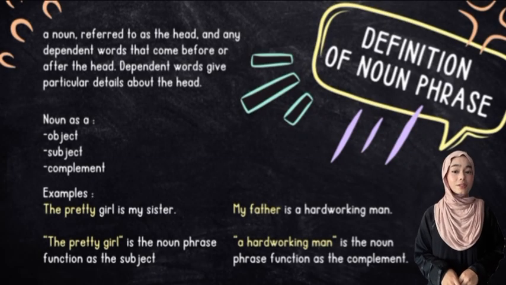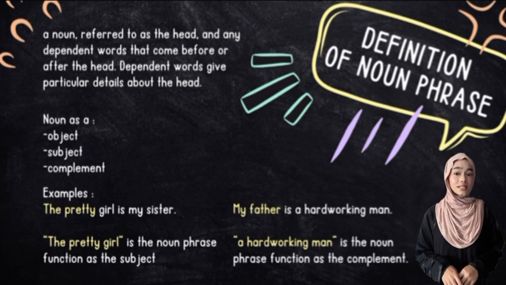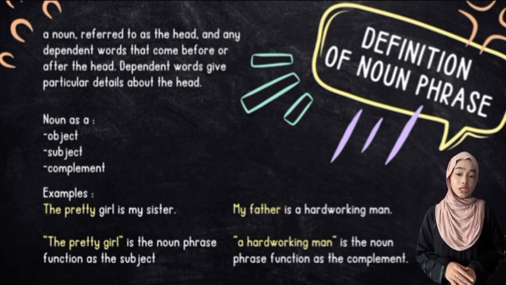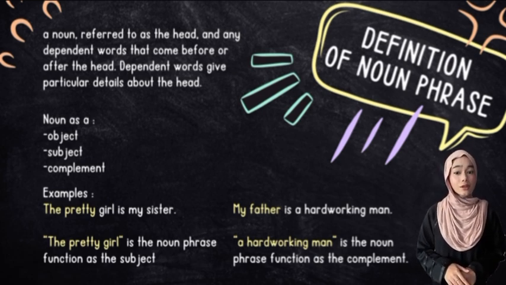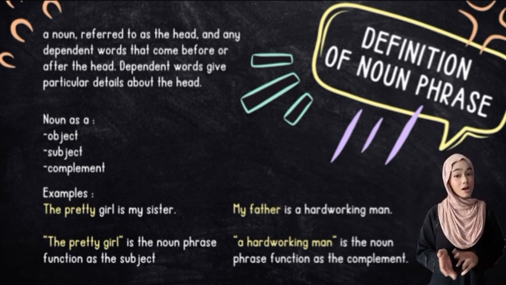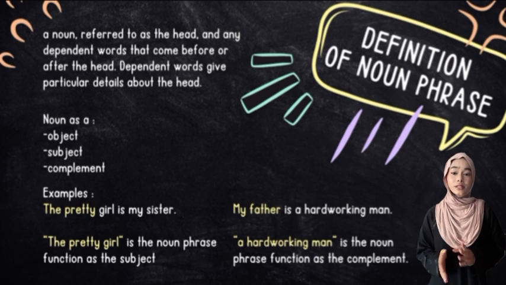Now, let's look at the definition of a noun phrase. A noun phrase consists of a noun, which is called the head, and any dependent words that come before or after the head. These dependent words give more detail or information about the head noun. Noun phrases can function in three main ways within a sentence: as a subject, as an object, or as a complement.